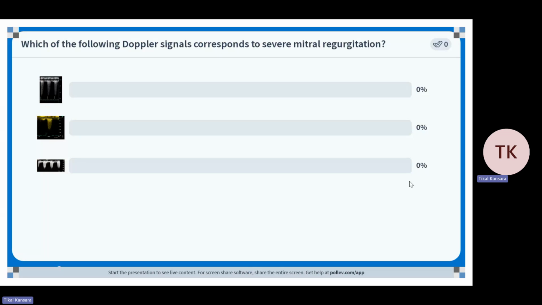So let's come to the next question. If the question doesn't pop up on the screen, just scroll down and you can have the question. The images will be much more clear on your screen. Which of the following Doppler signals corresponds to severe mitral regurgitation? It will be much more clear on your phone screen. Is it 1, 2, or 3? Which do you think should correspond to severe MR?